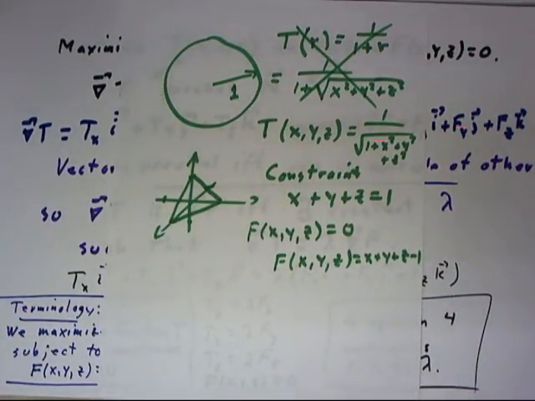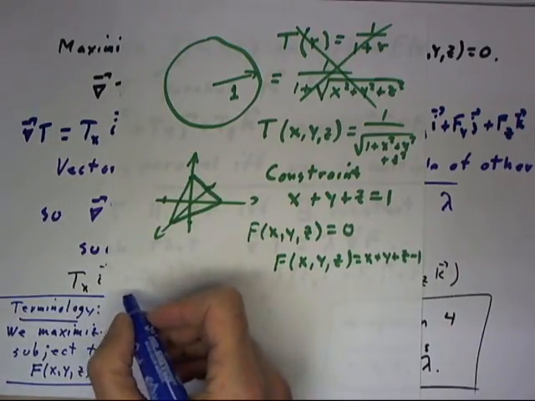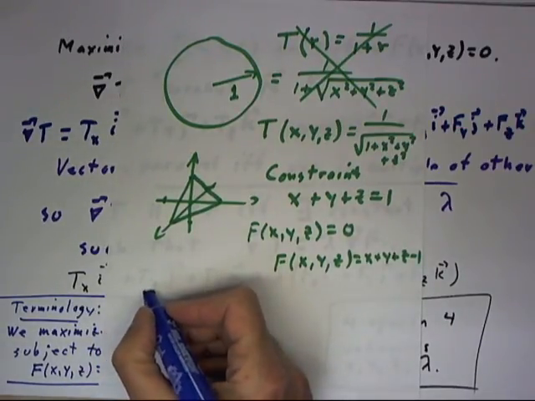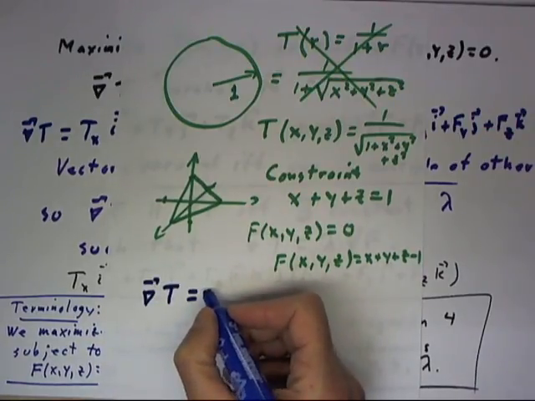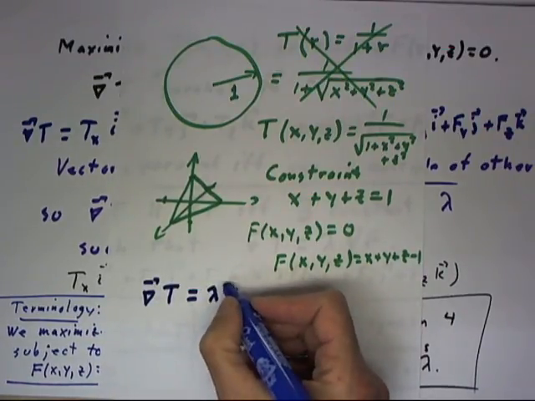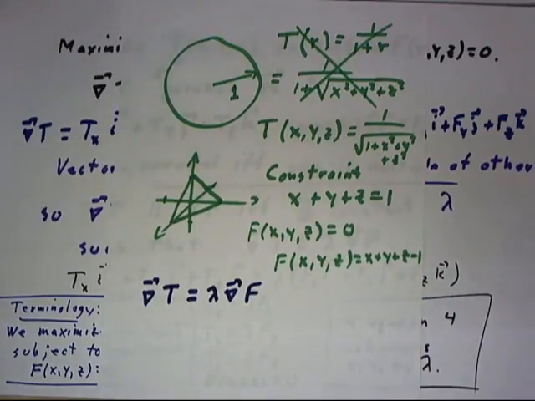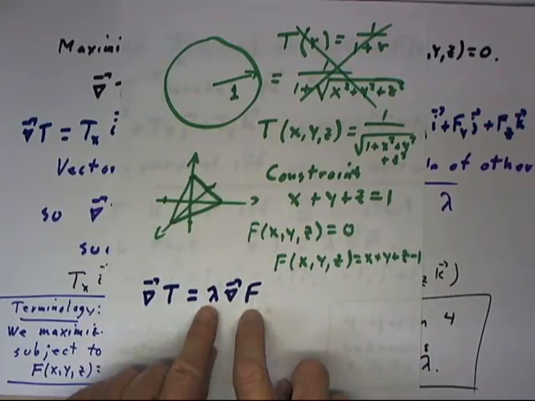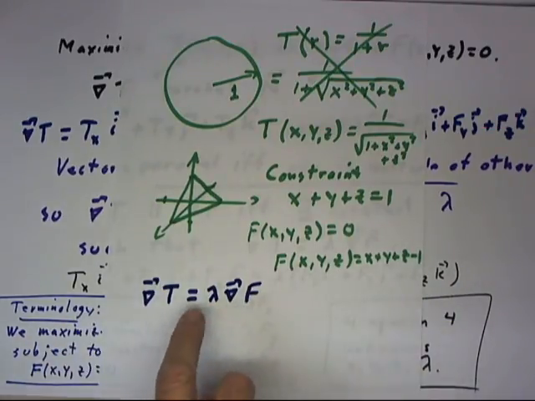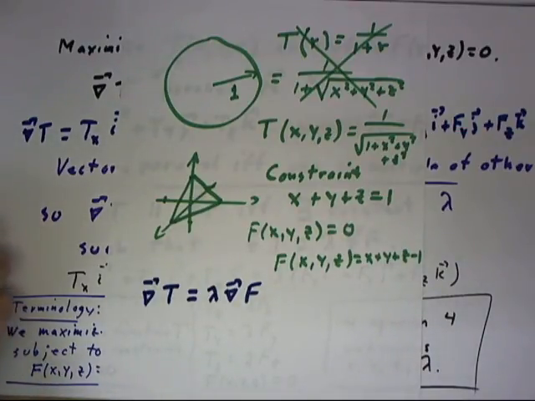The gradient of our f function is easy enough, so let's write down the condition again. That's going to be gradient of t equals lambda times the gradient of f, meaning that the gradient of t is parallel to the gradient of f if there's a constant lambda. It makes this so.